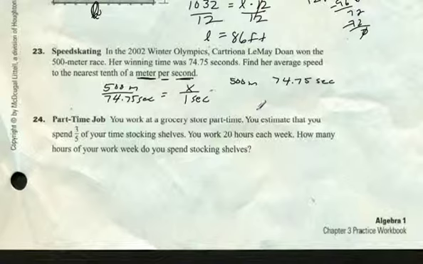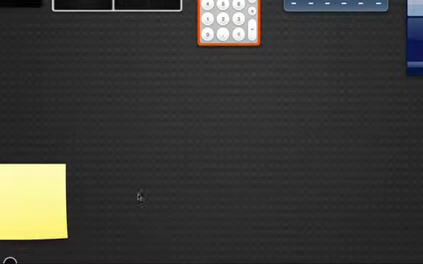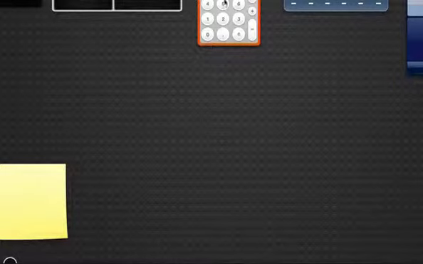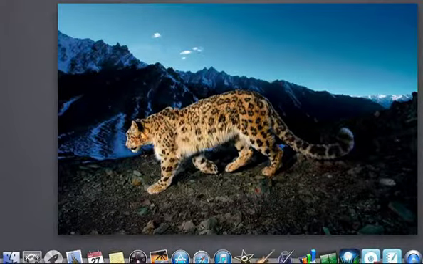So 500 divided by 74.75. So go ahead and do that. 500 divided by 74.75, and that gives me about 6.68.